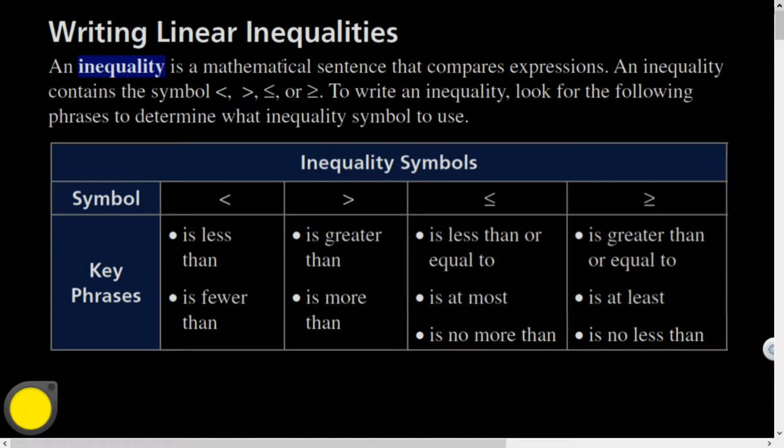An inequality is a mathematical sentence that compares expressions, but instead of saying they're the same, it says maybe they're not the same, or one is the same or smaller than the other. An inequality contains a symbol. This one is called the less than sign. That's a greater than sign. This is a less than or equal to sign, and this is a greater than or equal to sign.